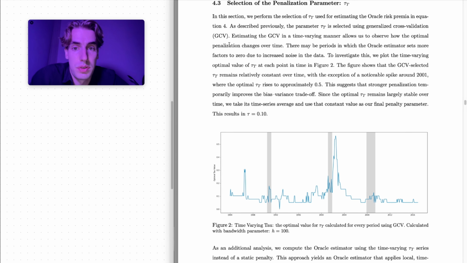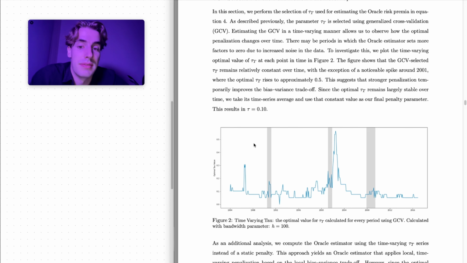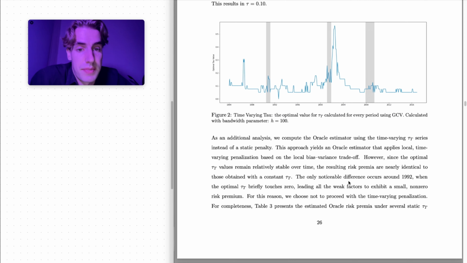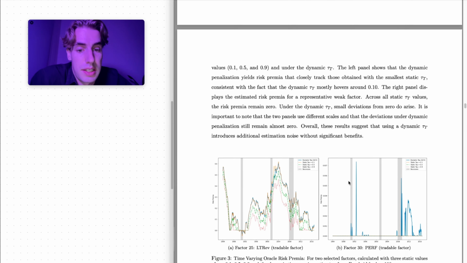What we do is we do the generalized cross-validation method for every time t. And at every time t, it will give us an optimal value of tau. What we see is that that optimal value of tau is almost always around 0.1. But in some periods it shoots up. So that's quite interesting to see. Yeah, so that's what we did.